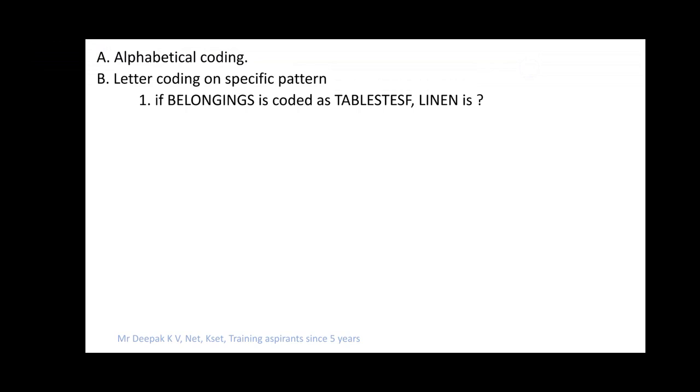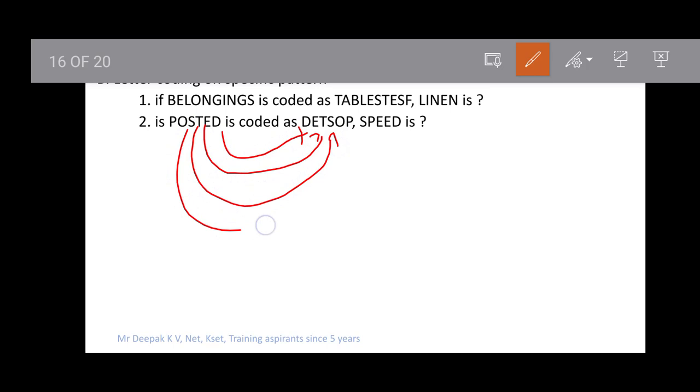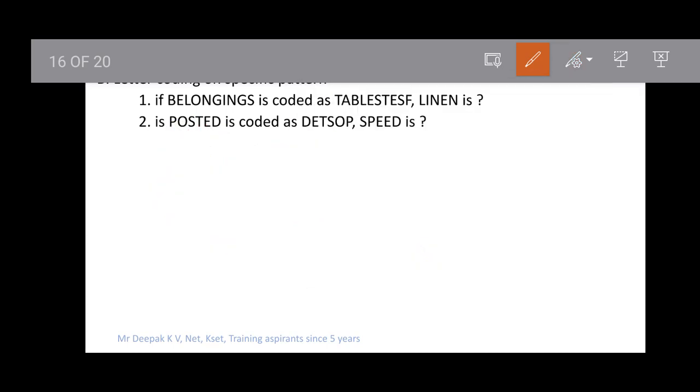Likewise, there are a few more questions. POSTED is coded as DEST OP. What should be the code of SPEED? You can see that POSTED is written in a vice versa manner. The D is written first. They have just made it exactly vice versa. You can see the last letter D is first, the next letter E is next, S is here, O is here, and P is here. In the same way you can solve the next question as well.